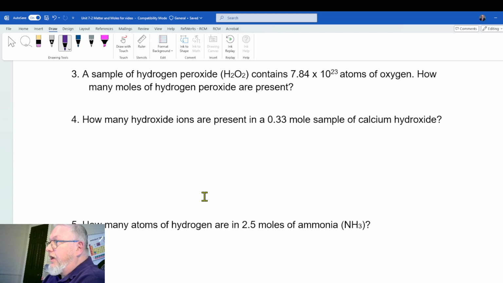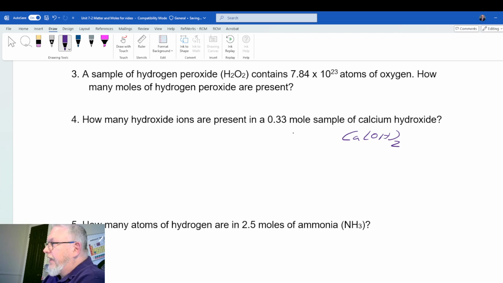So how many hydroxide ions? Let's look right here. So calcium hydroxide, that would be Ca(OH)2. So that means for every 1 mole of calcium hydroxide, I've got 2 moles of hydroxide, which is OH. But I've got 0.33 moles. So it's asking how many hydroxide ions are present in a 0.33 mole sample of calcium hydroxide.